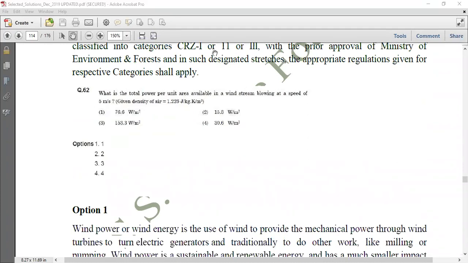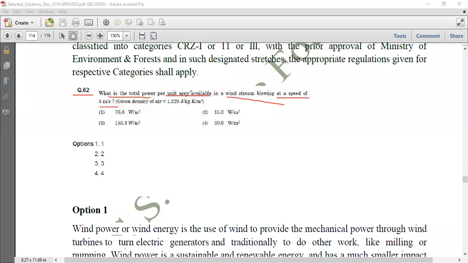So let's start with question number 62. The question says, what is the total power per unit area available in a wind stream blowing at a speed of 5 meters per second? Right, so they are asking per unit area.